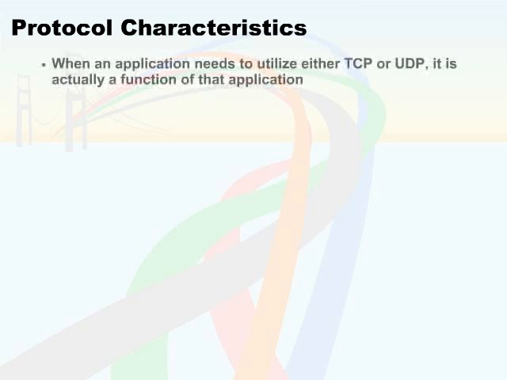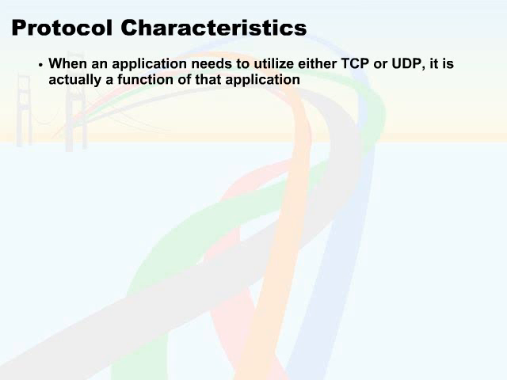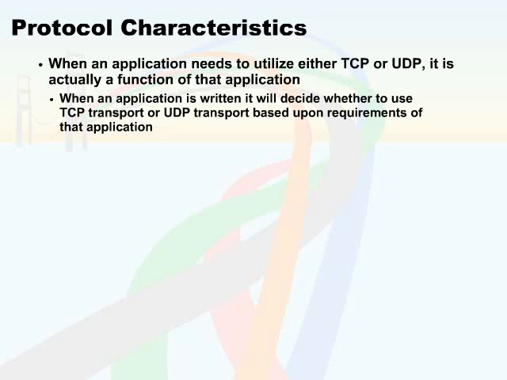Number one, when an application needs to utilize either TCP or UDP, it's actually a function of that application. It's not something that you get to choose. So when the application is written, it will decide whether or not to use the TCP transport or to use the UDP transport, based upon the requirements of that application.